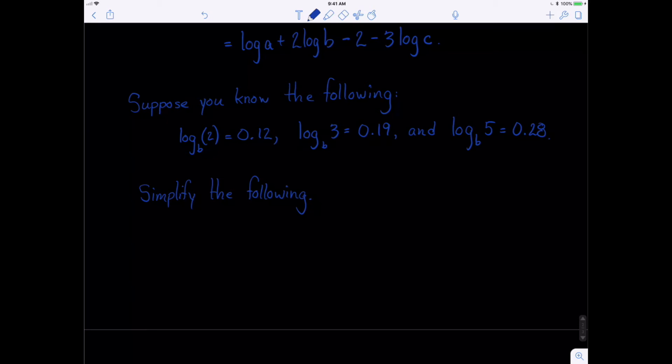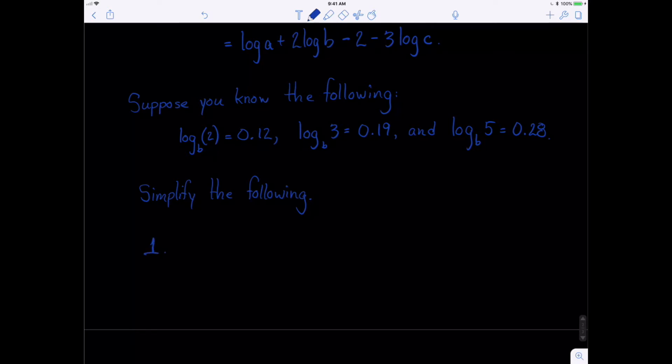Hi, this is Tom, and in this video we are now going to use the properties of logs to solve some problems. So here's where we're going to begin. Suppose you know that the log base b of 2 is 0.12, the log base b of 3 is 0.19, and the log base b of 5 is 0.28. So we're going to simplify the following.